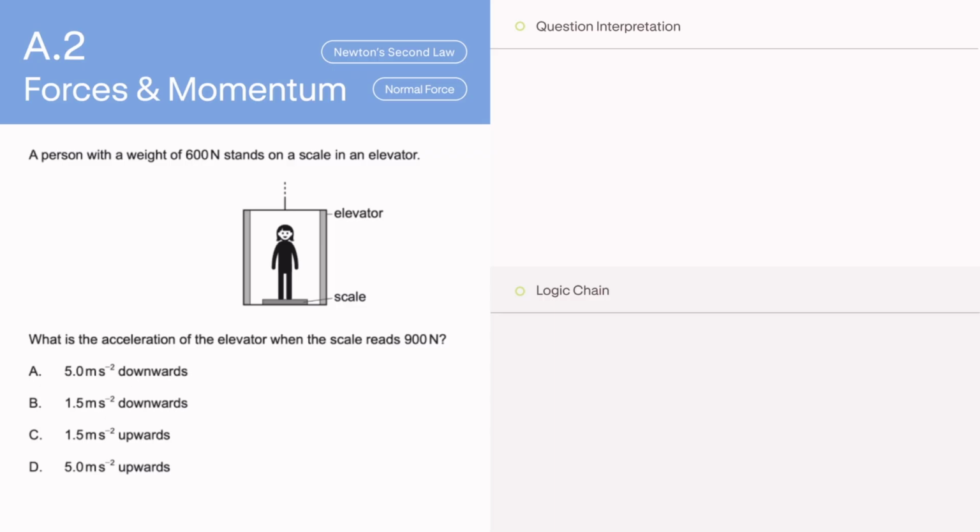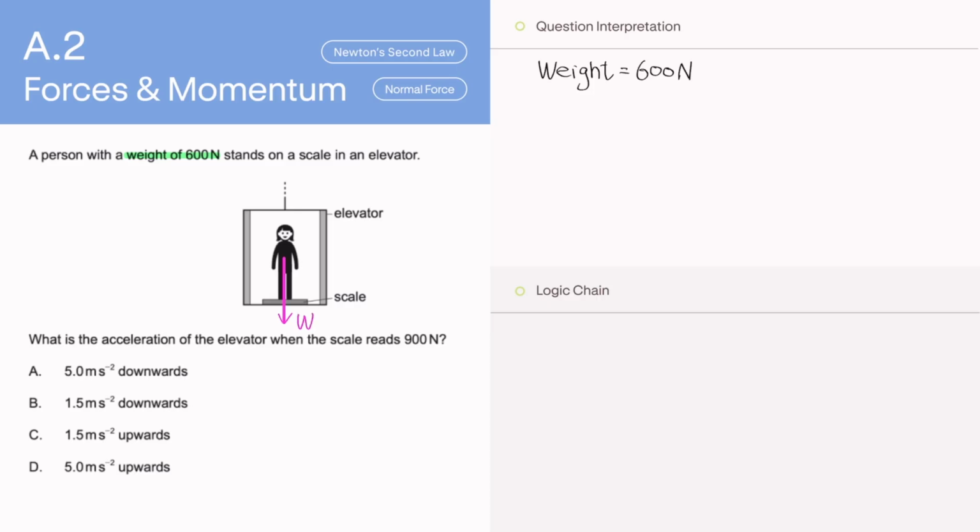Let's pull the key information from the question. The first piece is the weight of 600 Newton. This is quite straightforward. This is a force acting on the center of the person by the gravitational field, and it is pointing downwards. All right.